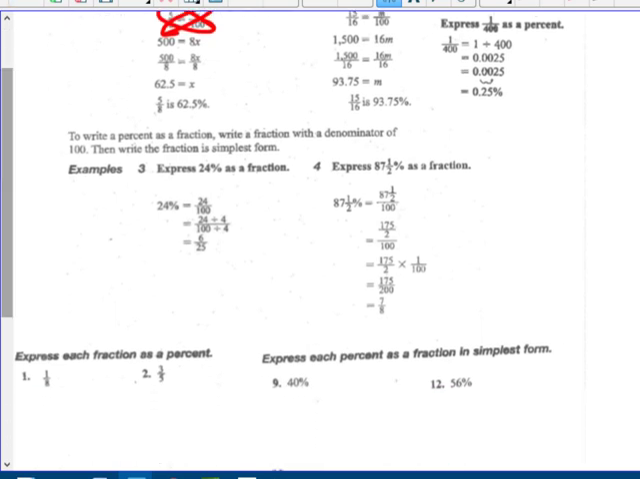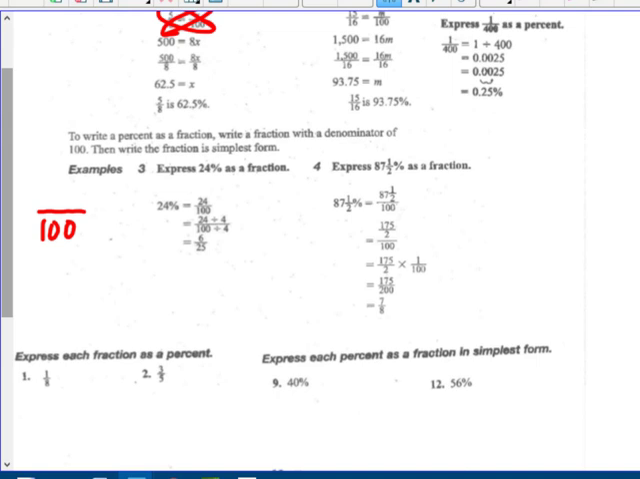To write a percent as a fraction, write the fraction with a denominator of 100. So now we're changing a percent to a fraction. So percent per means the fraction line, and cent means centimeter, century. Cent means 100. Then write the fraction in simplest form. So 24% would be 24 over 100. Greatest common factor is 4. You get 6/25.